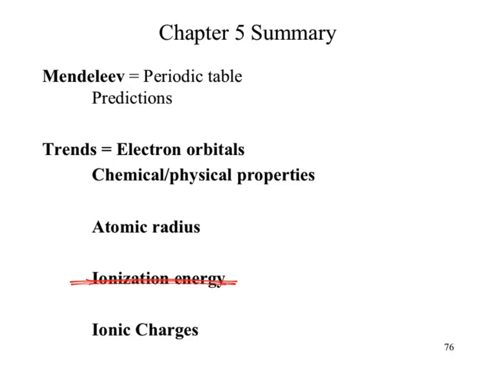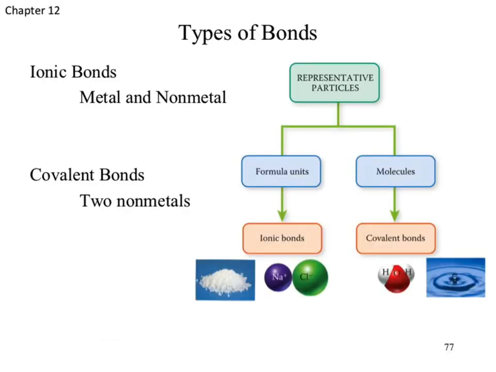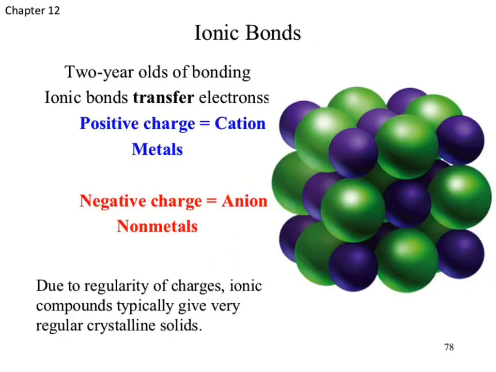We are not talking about ionization energy, so don't worry about it right now. Types of bonds. We get ionic bonds and we get covalent bonds. Ionic are metal and nonmetal. Covalent, two nonmetals. That's all we're dealing with at this point. Keeping it as simple as we can.